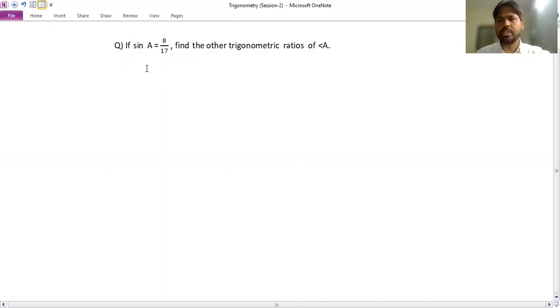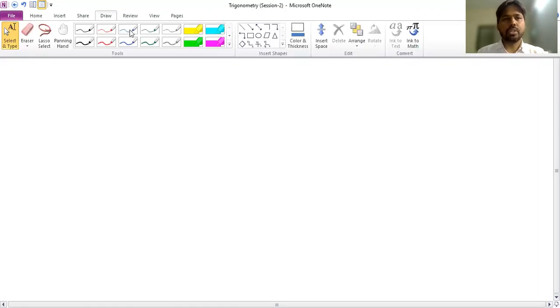In this question, as you can see on the screen, sine A is equal to 8 upon 17. In such a situation, for a given angle A in a right angled triangle, we have to find the other trigonometric ratios, which includes all the trigonometric ratios except sine A, because sine A is already given in the question. So let's not waste time and directly switch to the solution of this problem.